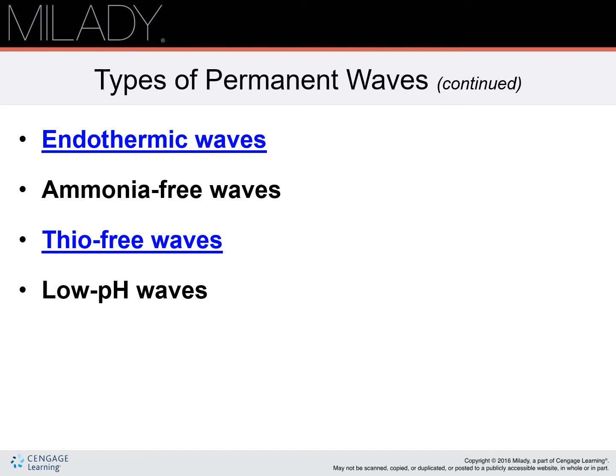Low pH waves. They use sulfates, sulfites, and bisulfites as an alternative to ATG. Sulfites work at a low pH. Permanents based on sulfites are very weak and do not provide a firm curl, especially on strong or resistant hair. Sulfite permanents are usually marketed as body waves or alternative waves.